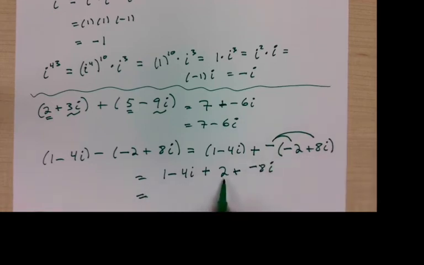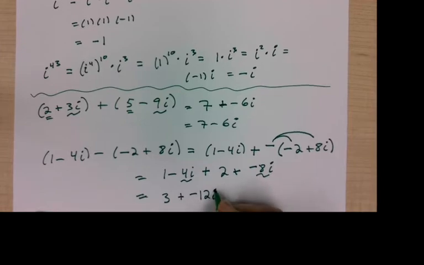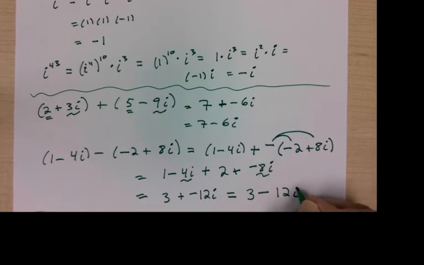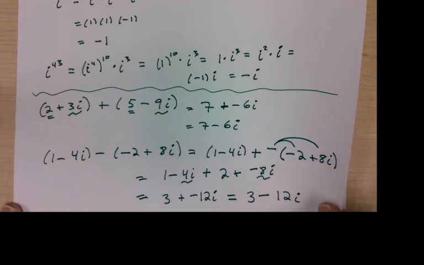Now I get 1 plus 2, the real part. 1 plus 2 is 3. Negative 4i plus negative 8i is negative 12i. So we get 3 plus negative 12i, or in somewhat simpler form to write, 3 minus 12i. So adding and subtracting complex numbers is very similar to adding and subtracting binomials by looking for like terms. The process is essentially the same. But how do we handle multiplication of complex numbers?